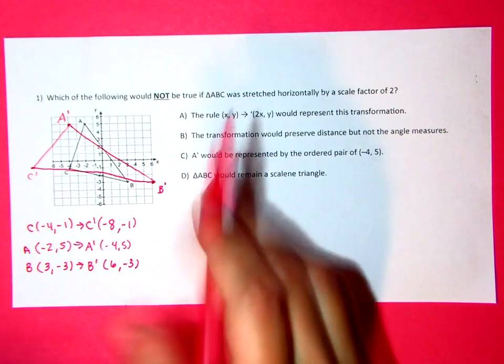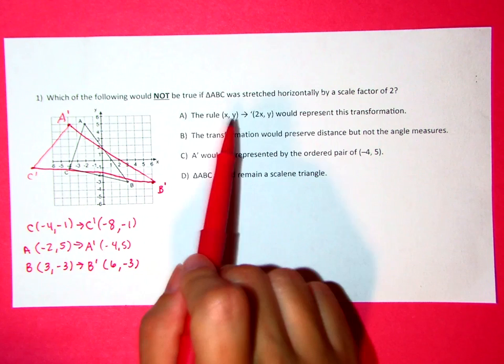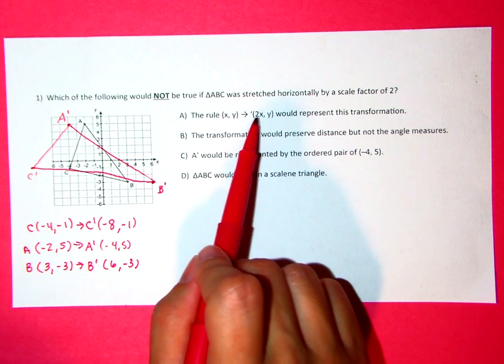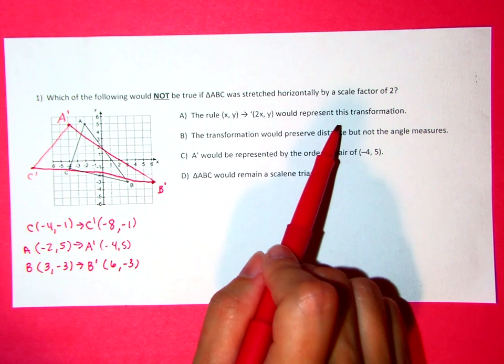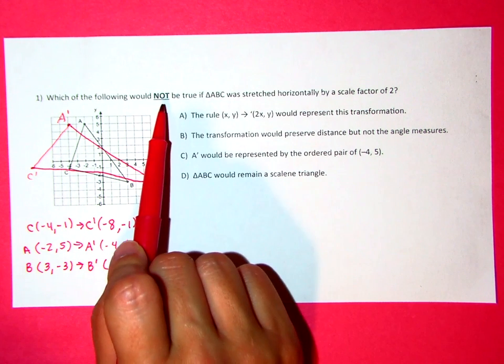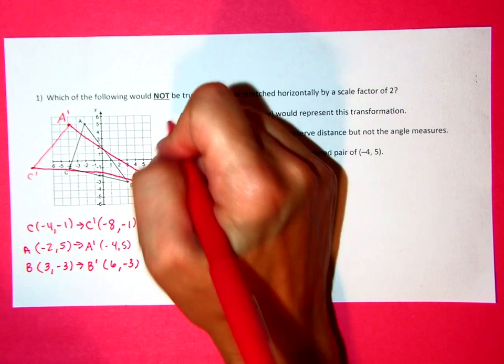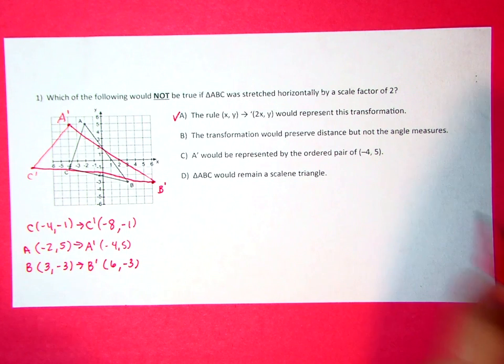It says, for answer choice A, the rule (x, y) arrow, the new rule (2x, y) would represent this transformation. We're looking for what's not true. This is actually true. We just double the x, but we leave the y alone, so that one checks out. The transformation would preserve distance, but not the angle measures.